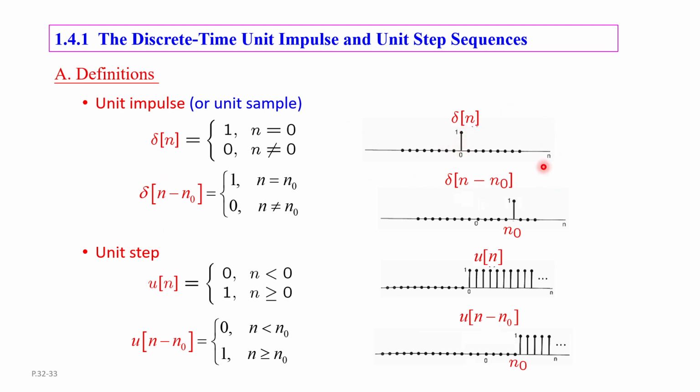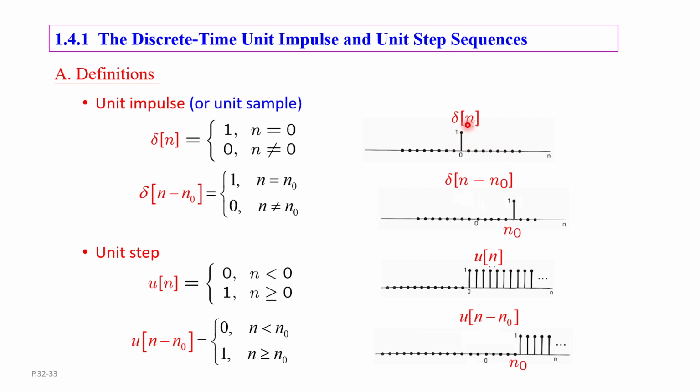So you can see this is almost the simplest function you can think of, other than a constant function. It's 0 everywhere, and it has a 1 at 0. And the unit step function is a little more complicated, but also very simple. It's 0 for every n less than 0, and it's 1 for everything bigger than or equal to 0.